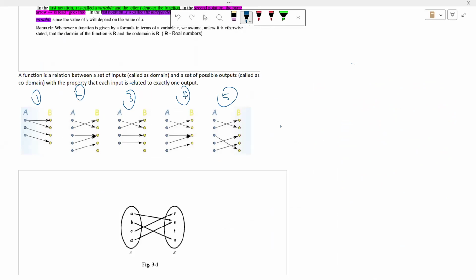Now, can you tell me the answer for the first one? Is the first one a function or not? Tell me, what do you think? Answer my question. So based on the explanation, can you tell me the answer?